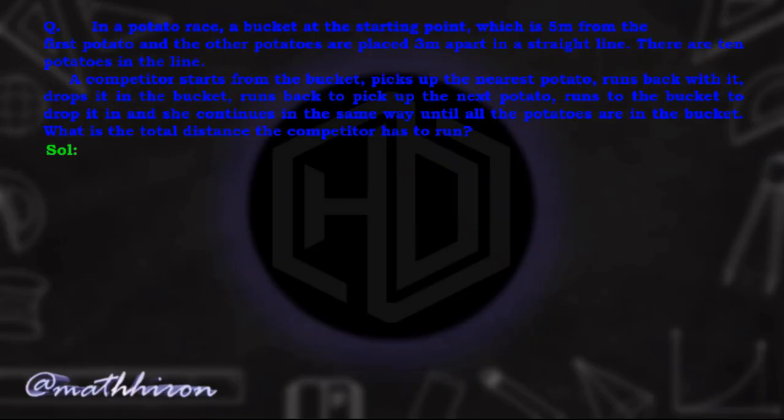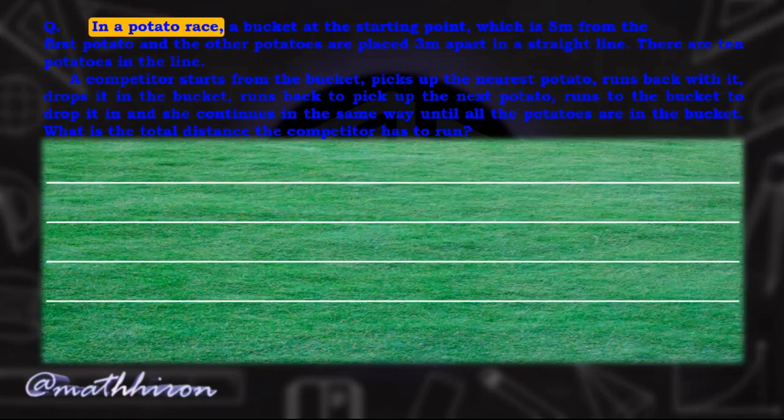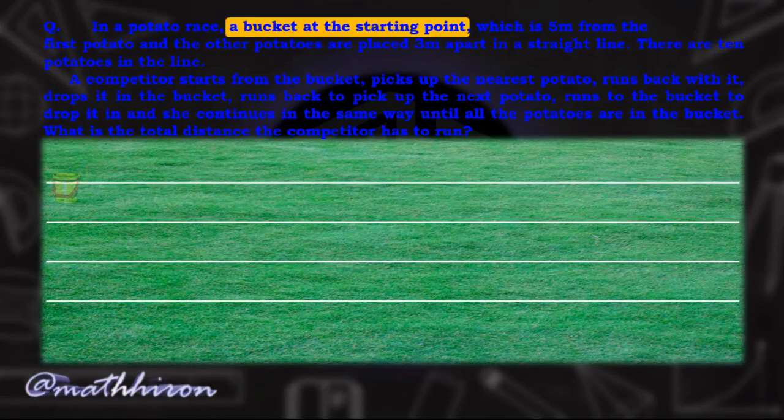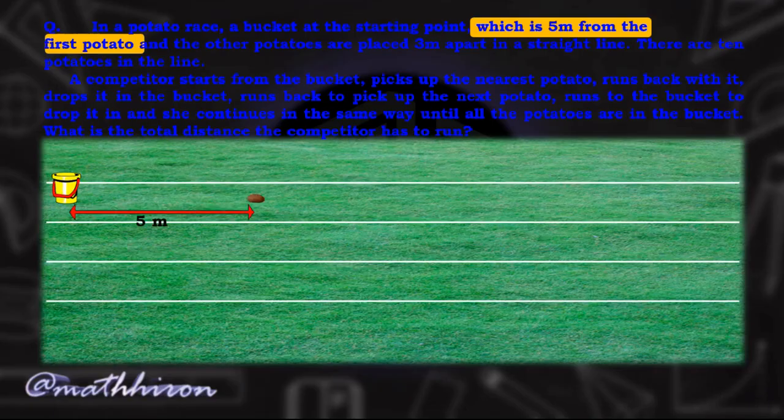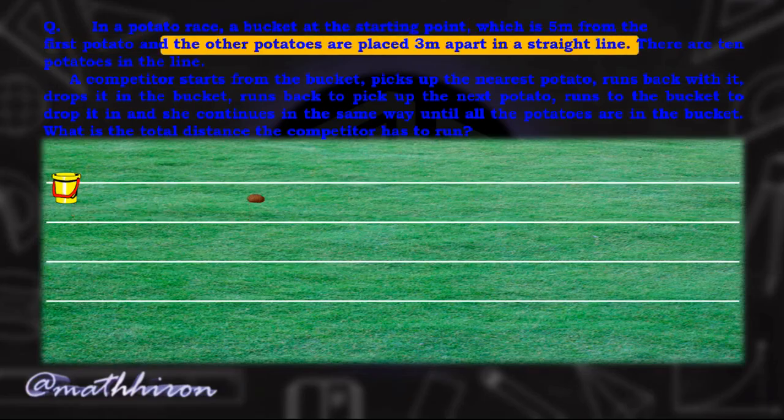First, try to understand the problem. So in a potato race, this is the ground and these are the tracks. A bucket at the starting point. So this is the bucket, which is 5 meter from the first potato. So there is a potato which is 5 meter away from the bucket. And the other potatoes are placed 3 meter apart in a straight line. So there are total 10 potatoes. Each and every potato is 3 meter apart from the other potatoes.